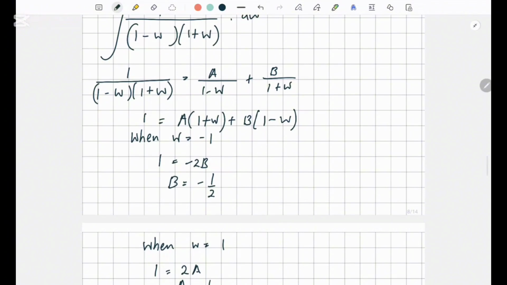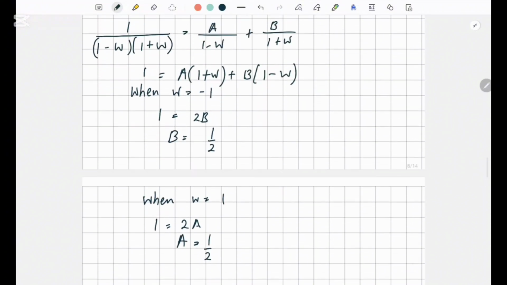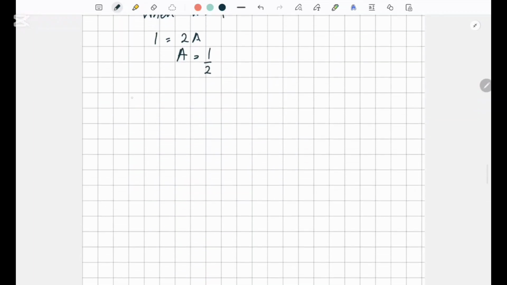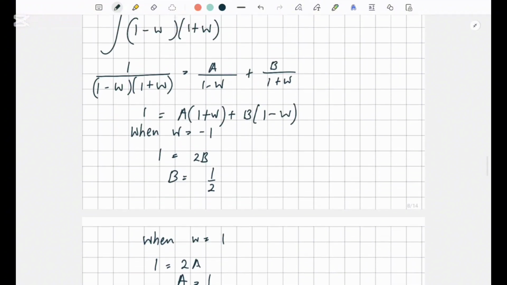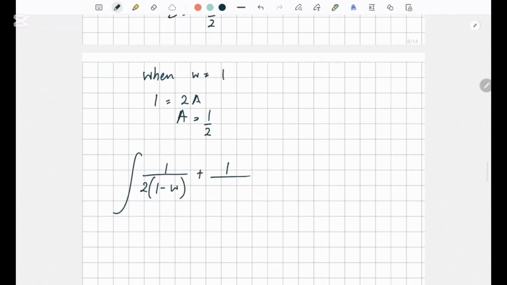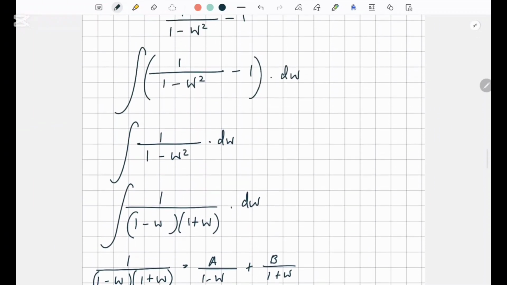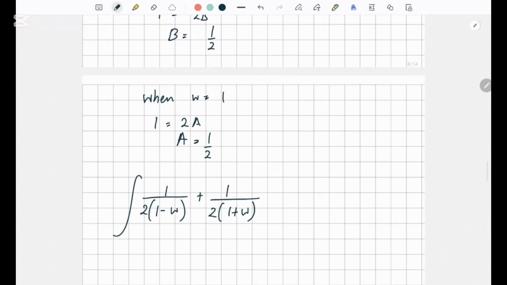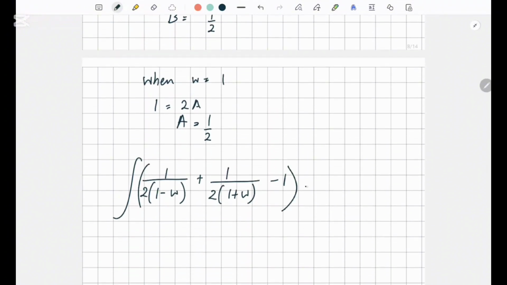Hold on a minute. When w equals minus 1, this should be 1 equals 2b, right? So this is just b equals half. As you can see, 1 minus minus 1 in brackets gives you positive 2. So a and b have the same value, so now it's going to be 1 over 2 into (1 minus w) plus 1 over 2 into (1 plus w). And let's put the minus 1, dw.